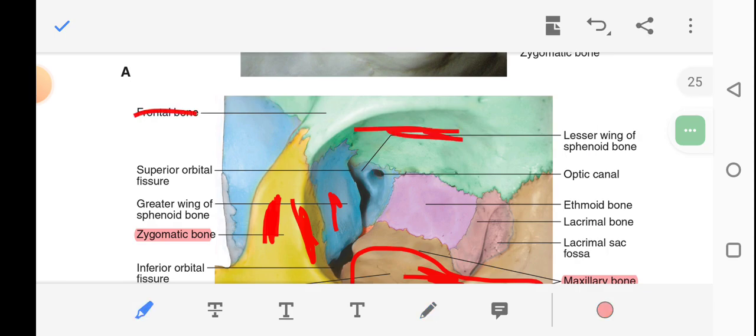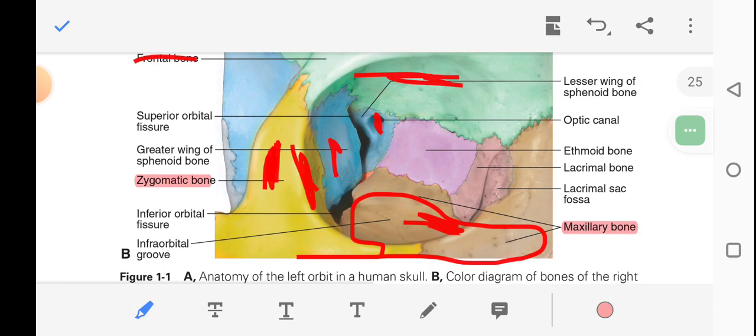The medial wall is made up of the maxillary bone, the lacrimal bone. This is the lacrimal bone, the ethmoid bone, and the body of the sphenoid.